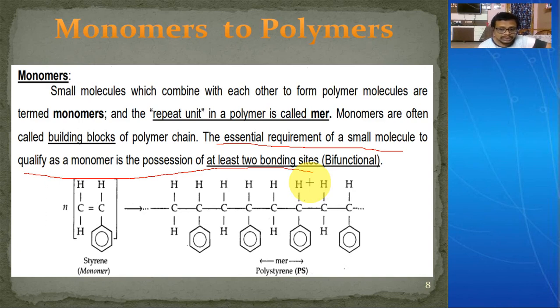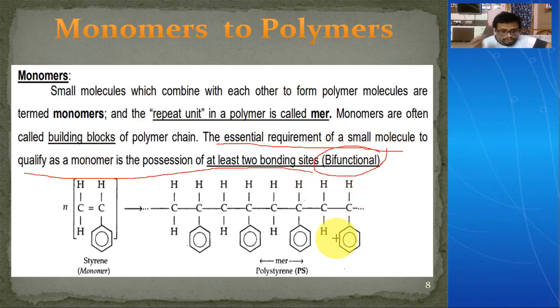Even when a functional group is there, it must allow the chain to continue. Take ethylene glycol, CH2OH single bond CH2OH. Here two OH groups will be there, and these two OH groups will continue the chain. This ethylene glycol reacting with terephthalic acid forms terylene, right? So the minimum qualification for a monomer is that it is bifunctional.